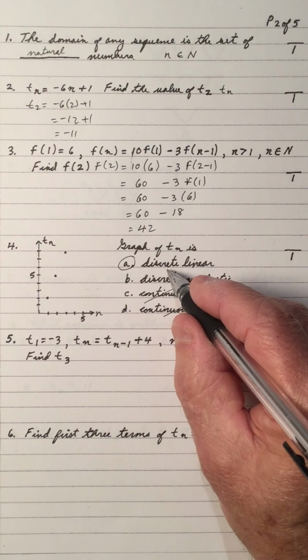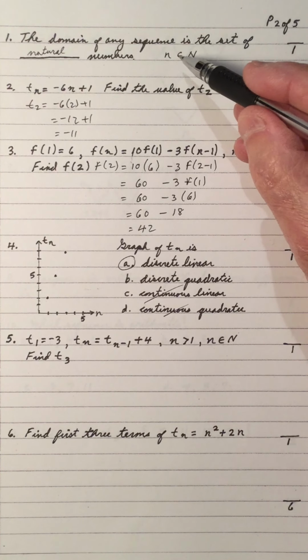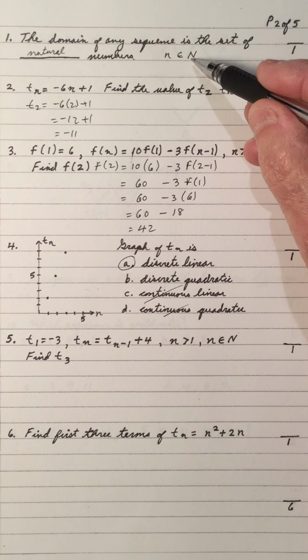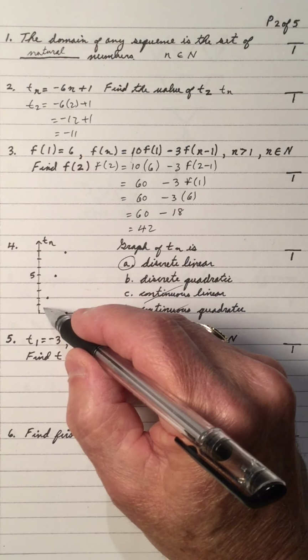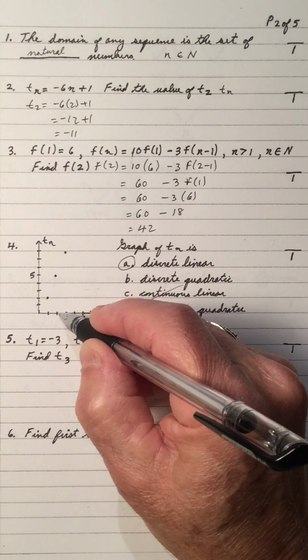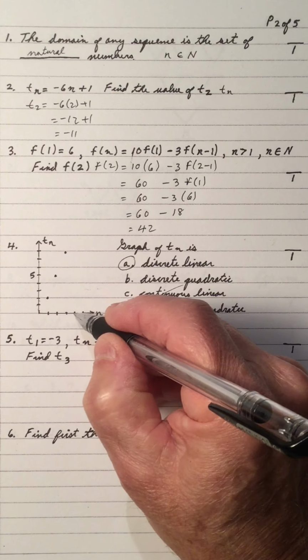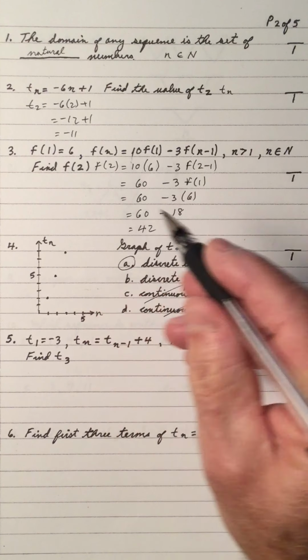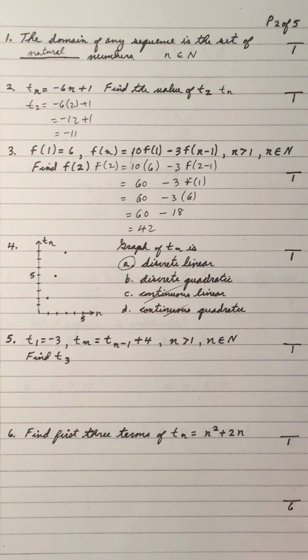And notice discrete means the graph is going to be made up of dots. And dots because we can only use the natural numbers. N is a set of natural numbers, and the natural numbers, you can't have numbers like a half or 1.5 or 2.1. You can only have a 1, a 2, a 3, a 4, a 5, etc., etc. So they're dots. Give yourself a mark if you have discrete linear.